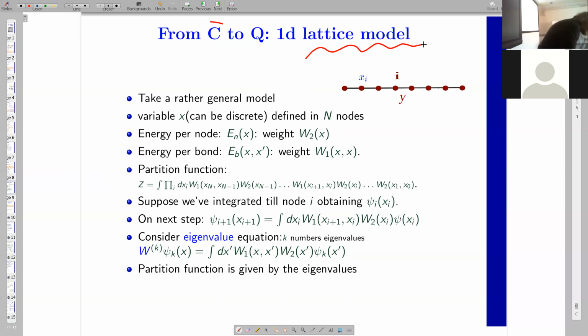Very good. Then let us try to set up Boltzmann weights, energies. So there's an energy which depends on the node only. Like we remember, we talked about this in the formulation of statistical mechanics. So we have weight W2. And we also have energy per bond, like in the Ising model, which depends on two neighboring variables. Okay, let me put it here.